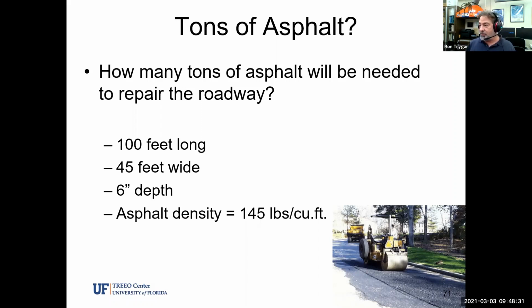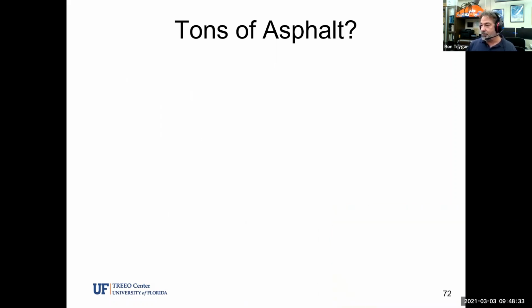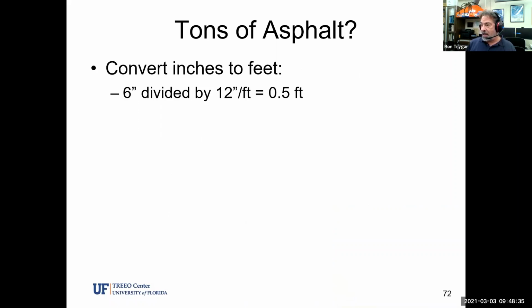So let's go ahead and work this one out. So we have the inches that need to be converted to foot units first. Remember, 6 inches is the thickness, not 6 feet thick. We only need 6 inches thick. So 6 inches divided by 12 inches per foot. So I can write it out like this: 6 inches divided by 12 inches per foot. We already said this a little bit earlier from another example, is 0.5 feet.